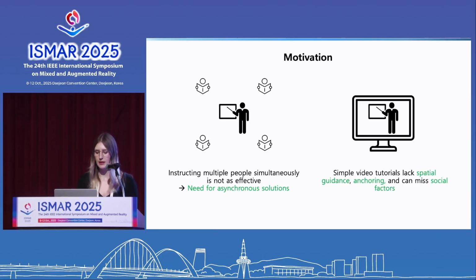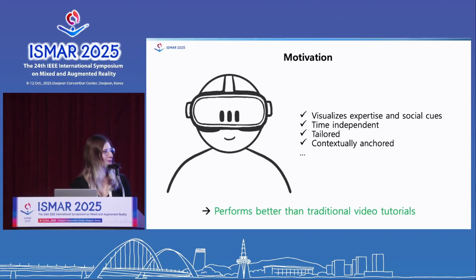asynchronous solutions. These could, for example, be simple video tutorials, but these lack spatial guidance and anchoring, and can also miss social factors due to their very focused view. Extended reality, on the other hand, can visualize this expertise and social cues, and can be time independent. In combination with AI, it can be tailored and also contextually anchored to where the information is needed. And according to related work, it also performs better than traditional video tutorials in this task setting.